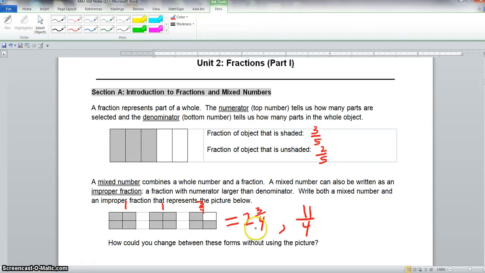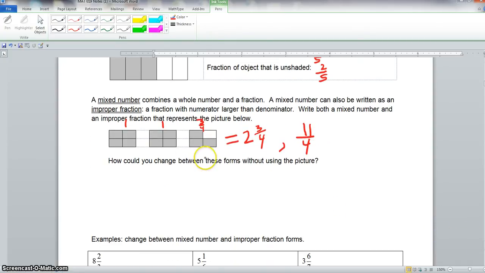So this is written as a mixed number. This is written as an improper fraction. Now, actually, I should put these addition signs here. So we would have 1 plus 1 gave us 2 plus 3/4 that we would carry over. Now it says, how could you change between these forms without using the pictures?